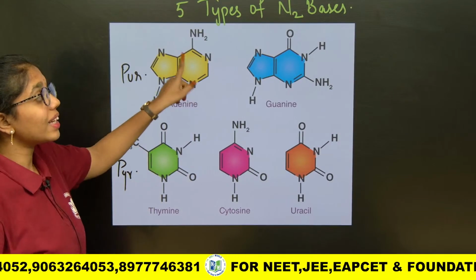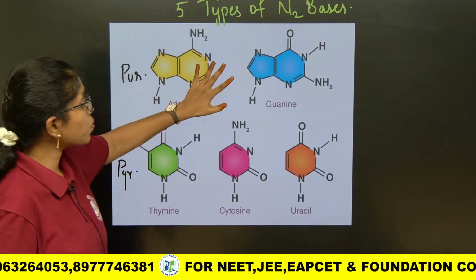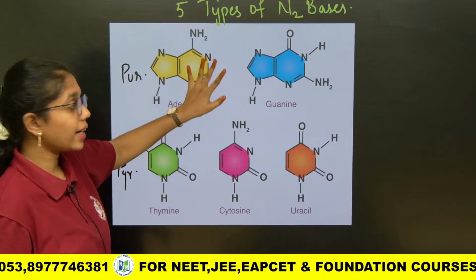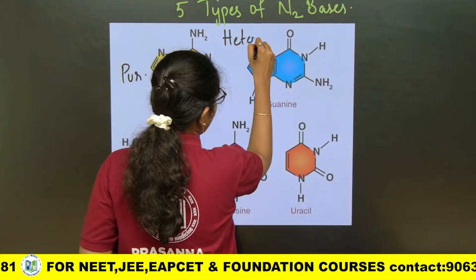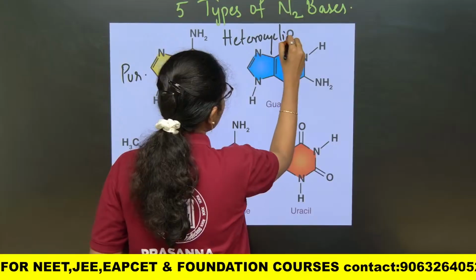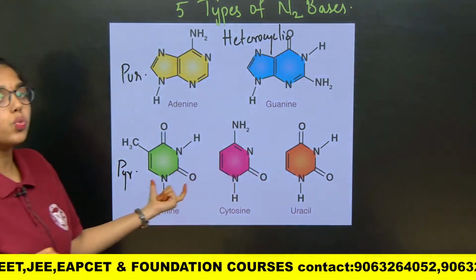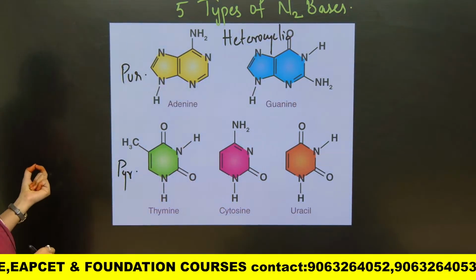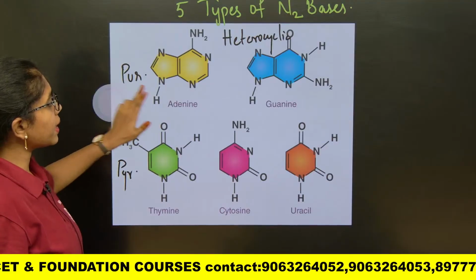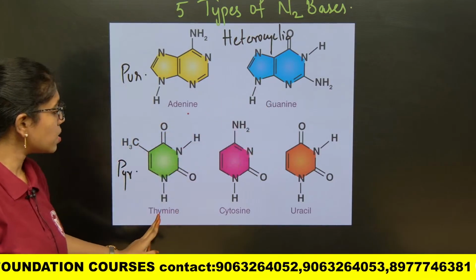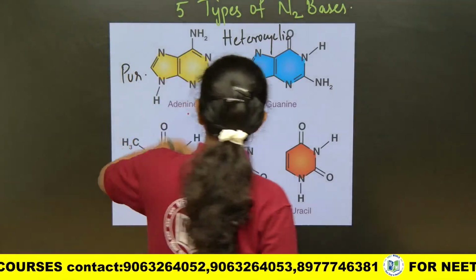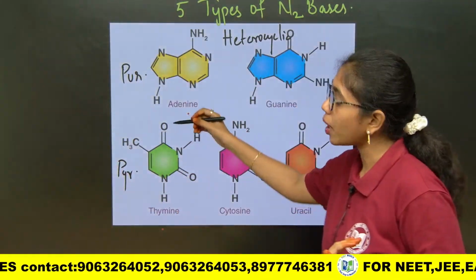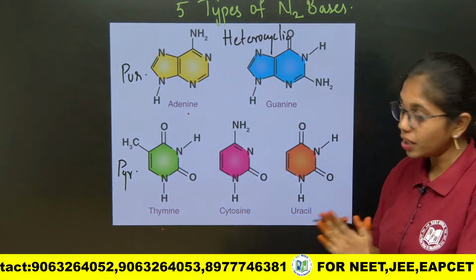Purines will be having 9 nitrogens, and it is a heterocyclic ring. It has 2 rings. And this is homocyclic, it just has 1 cycle and 6 nitrogens in total. So what are purines here, beta? Adenine and guanine. Pyrimidines are what? Thymine, cytosine and uracil.